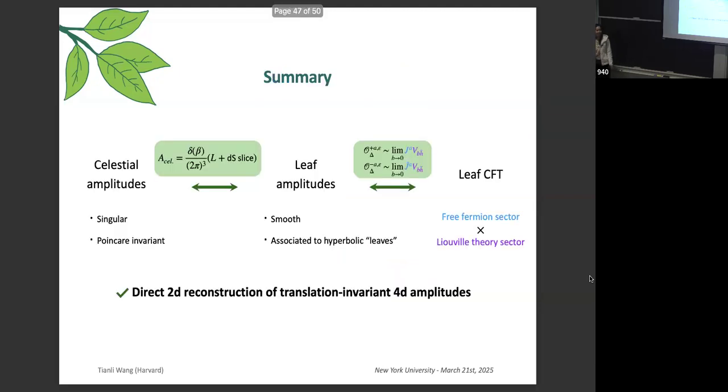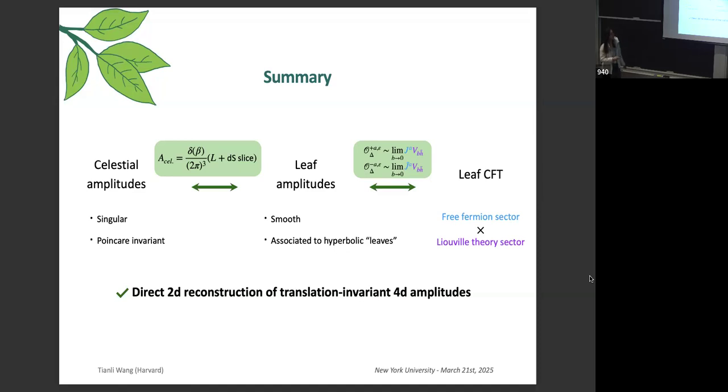So let me summarize my talk. Now let's go from the right to the left. We constructed a leaf CFT that's relatively simple with these two sectors. And with this holographic dictionary, with the free fermion sector giving the spin part and Liouville giving the scalar part, we obtain leaf amplitudes, which are smooth objects associated to individual hyperbolic leaves in flat space.